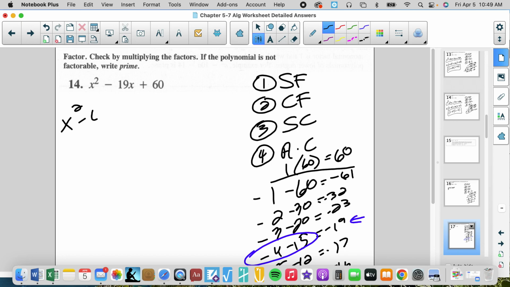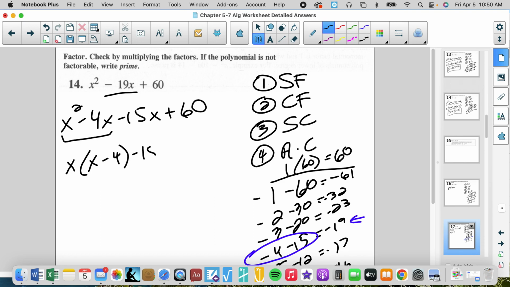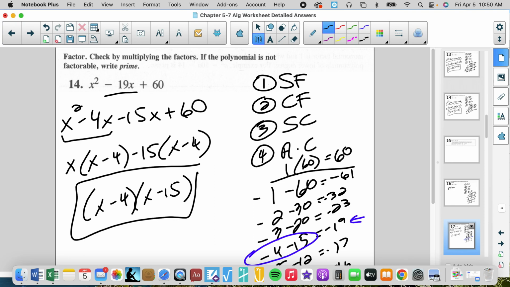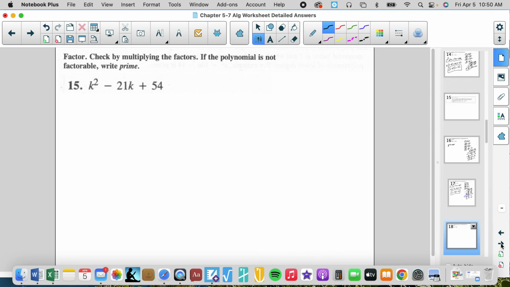Negative 4x and negative 15x equals negative 19x. And we'll bring down our 60. So we're going to factor out an x. We get x minus 4. We're going to factor out a negative 15. We get x minus 4. X minus 4, x minus 15 are my two binomials that produce that trinomial.